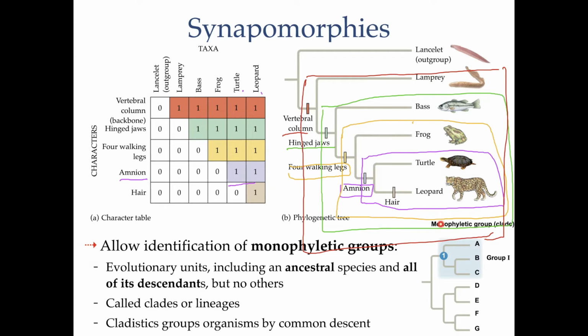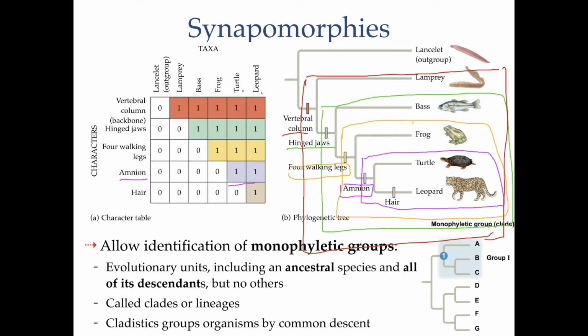We can also call monophyletic groups lineages or clades. So clades or lineages, they are all the same thing as a monophyletic group. And this is kind of the core of the cladistics approach. We are grouping organisms based on common descendants. So we are looking at traits that were inherited or not from a common ancestor.